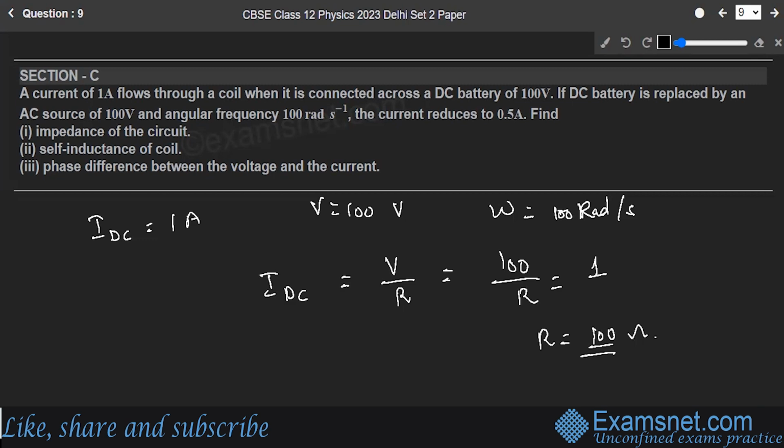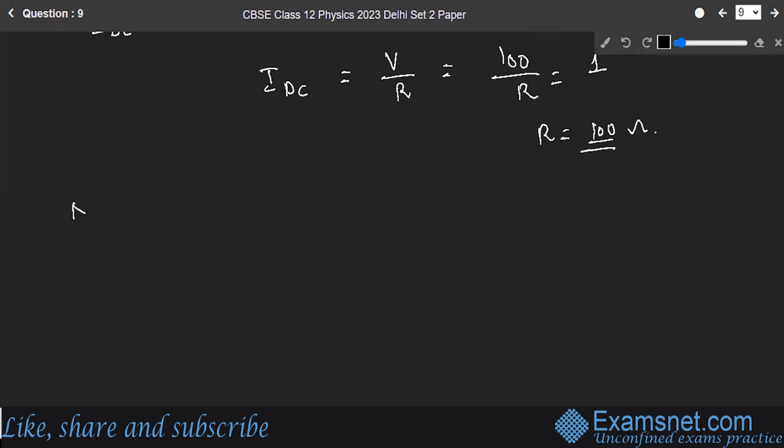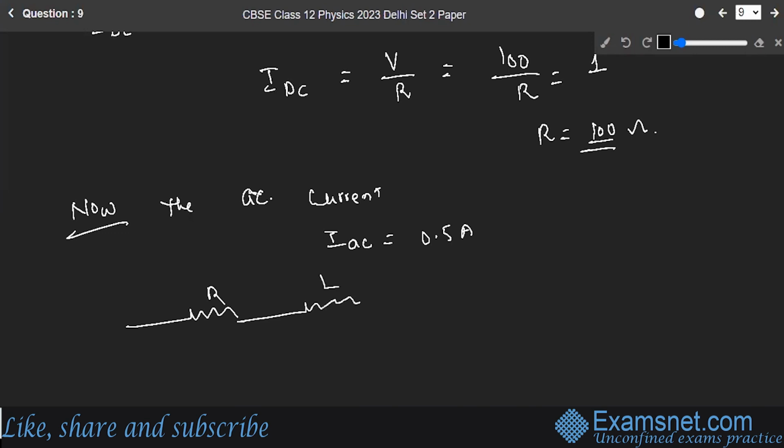Now, the AC is flowing. It is said that the DC is replaced by an AC. So now the AC current is 0.5 ampere. So it is something like this. This R is connected to L, and like this. So this is the positive and the negative. This is a 100 volt battery.